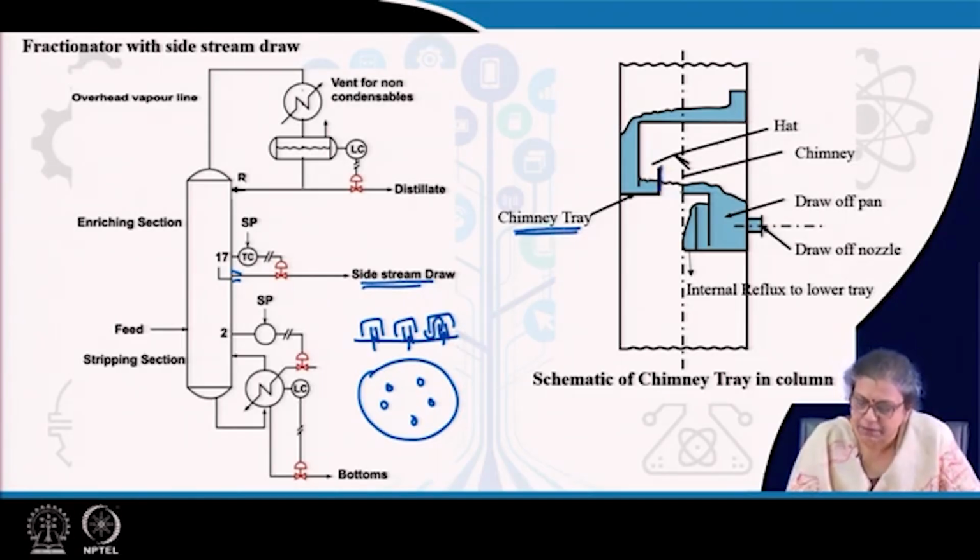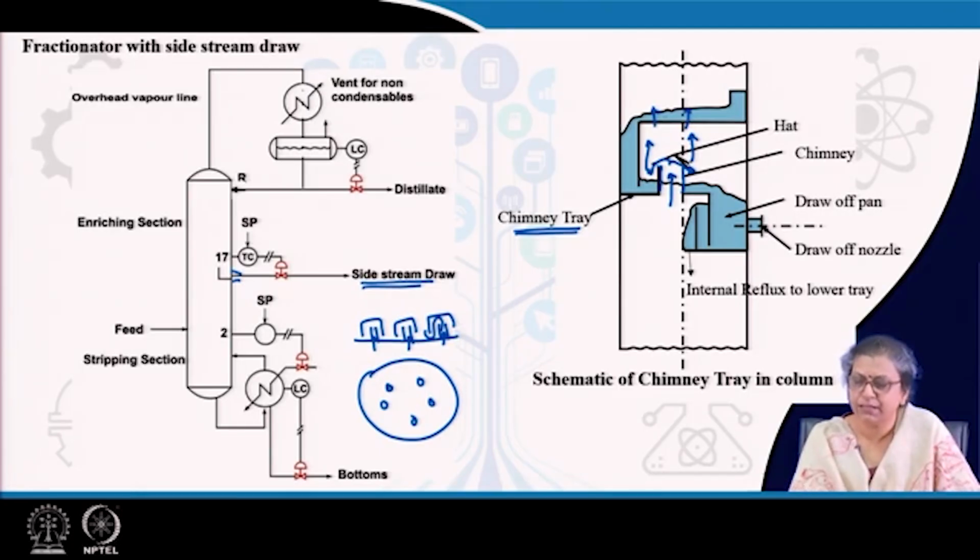We have very long risers, such that the riser ends above the liquid column in the tray, and the vapor which is rising through this does not come into contact with the liquid here. The vapor rises, goes out through the gap between the hat and the chimney, and then rises up and bubbles through the liquid on the upper tray, and in the upper tray the enrichment goes on as usual. In this tray, what happens?